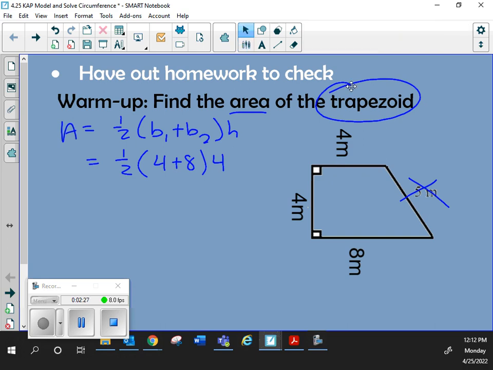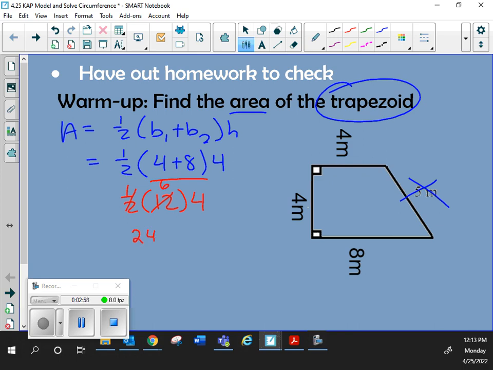Okay, I've done my formula, I substituted, now I need to solve. What's going to be important when I solve this problem? Not first. You have to do the grouping first as an order of operations. So 4 plus 8 is 12. Remember, when you start solving, don't forget to rewrite that fraction. Now, I can do this in any order that I want to. Let's get rid of that fraction. Let's do 1/2 of 12, well, let's get rid of the bigger numbers. That's going to give me 6. 6 times 4 is 24. My units are meters squared. Boom, bam. Any questions?